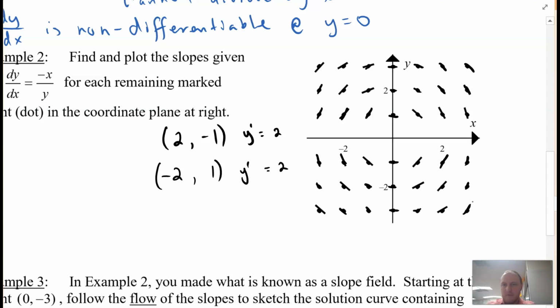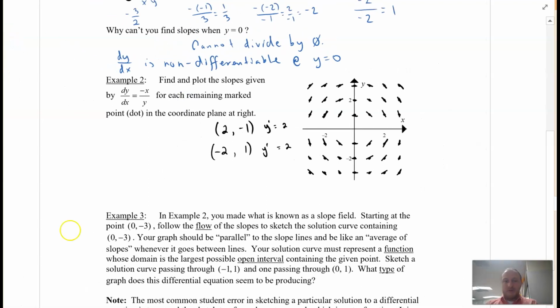Okay, and I think I have them all. So that is a slope field. That's how you generate your slope fields, by plugging the points into the differential. So what do we do with slope fields?